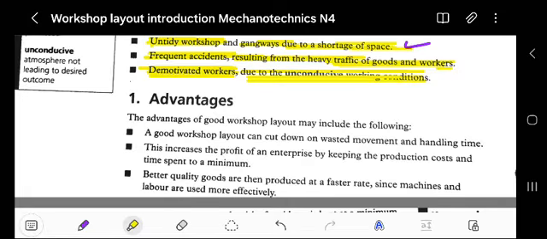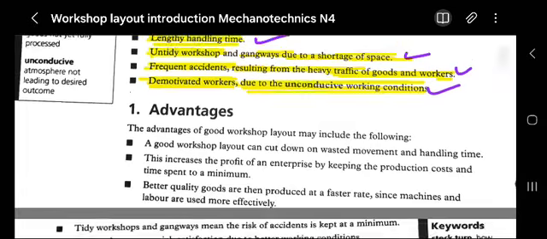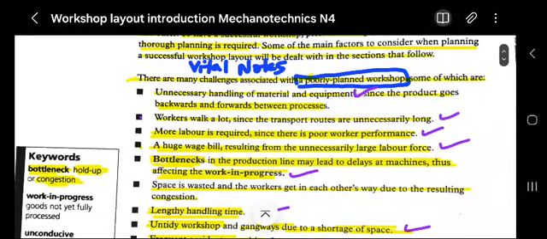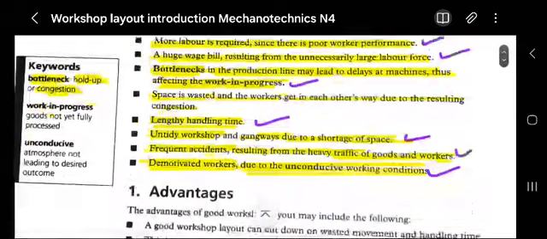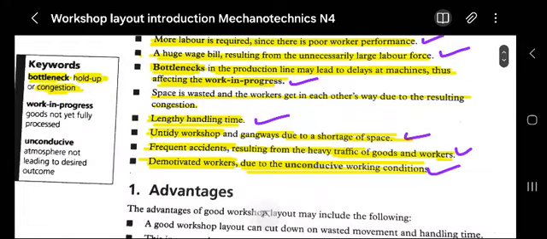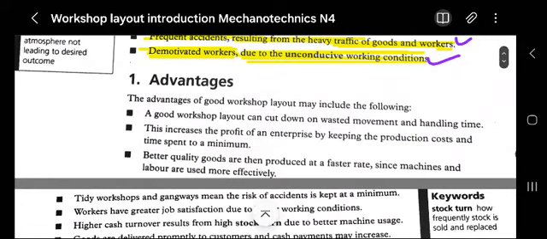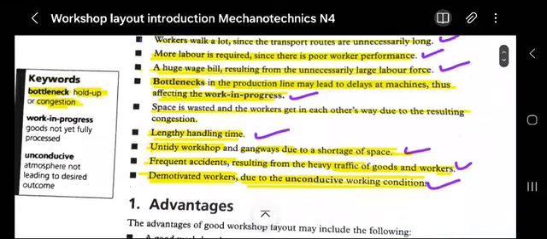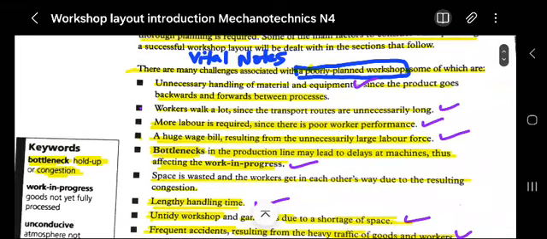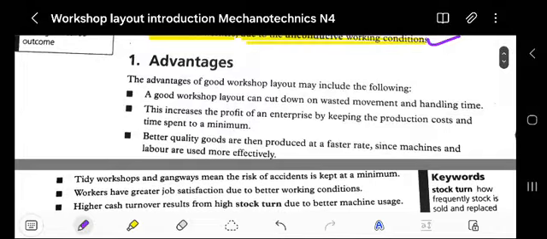So yeah, guys, this is a simplified note. If you know this and they ask a question about a poorly planned workshop, you give them these notes and add your logic. All right, since we have finished with poorly planned workshops, I will come to advantages.